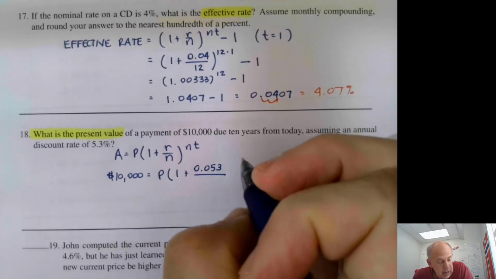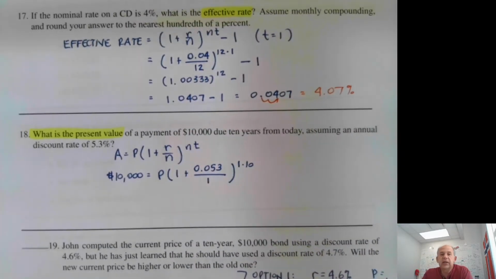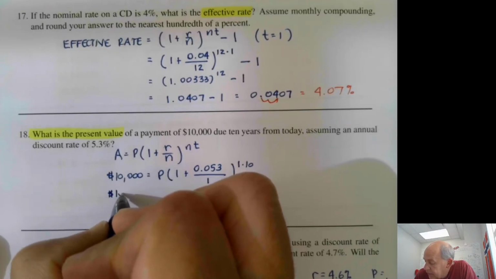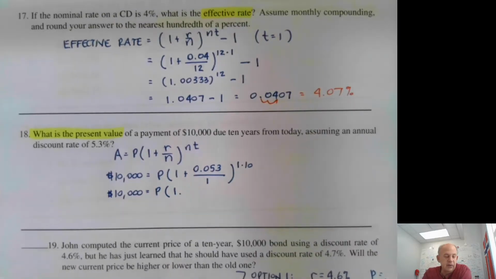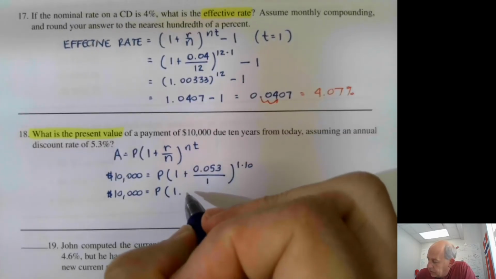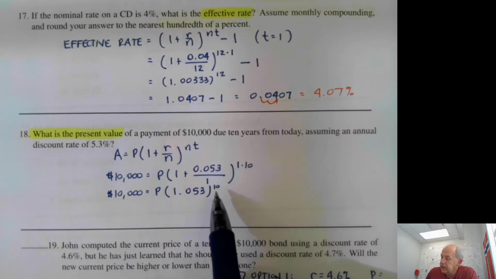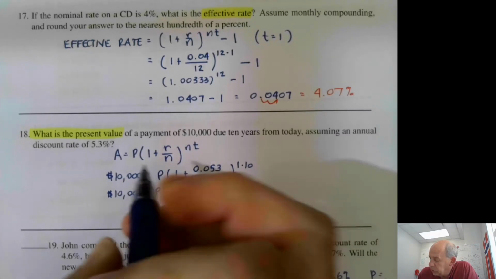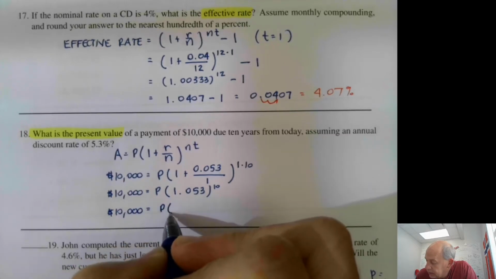So my interest rate is 0.053, compounded annually, and I'm going to let the money I have today sit in the bank for 10 years, and it's going to grow into $10,000. So I have $10,000 in the future. Today, that's what I'm trying to figure out, my present value, how much I have to go to the bank with. 0.053 over 1, times 10 is 10. So I have 10,000 is equal to P.